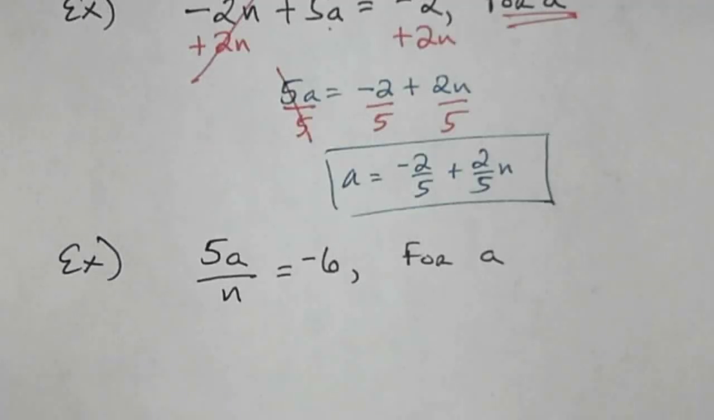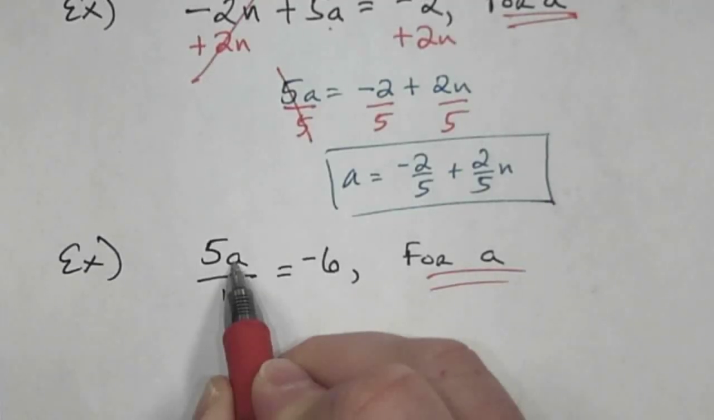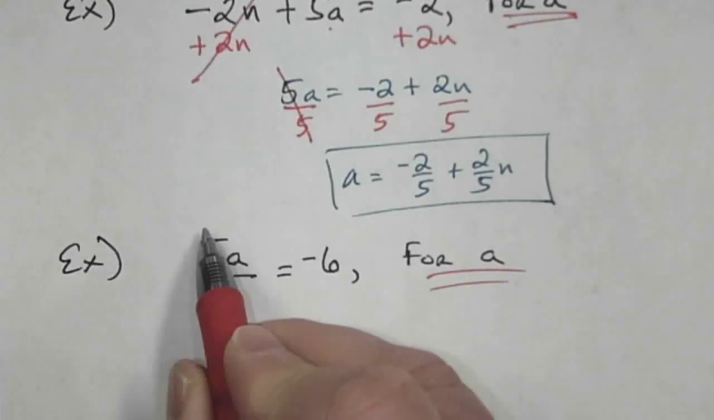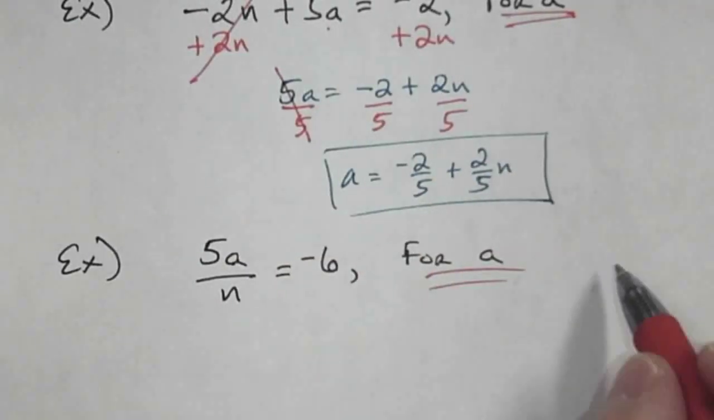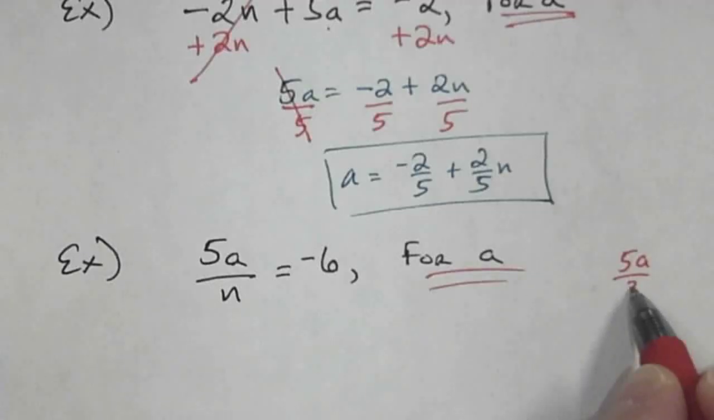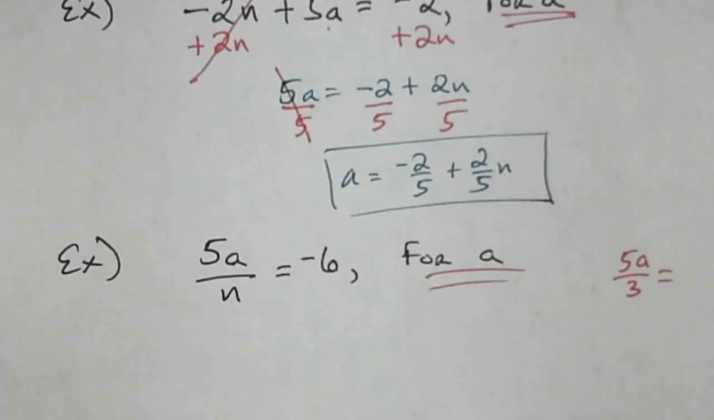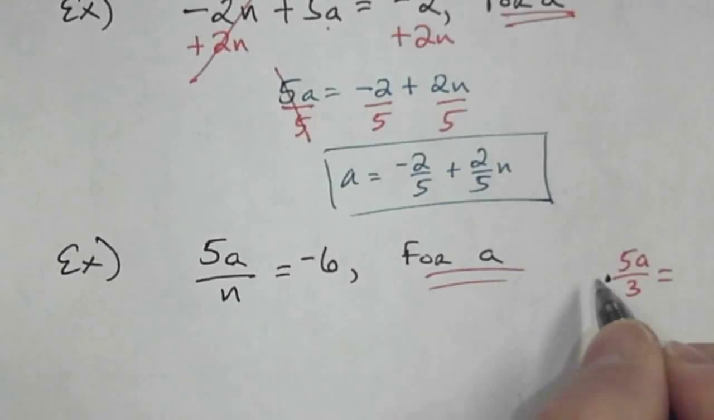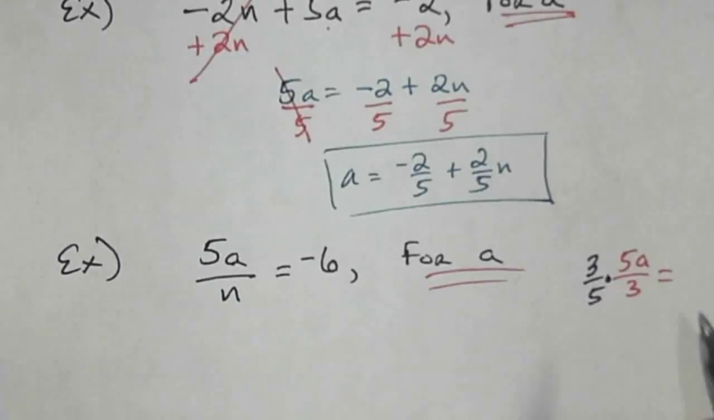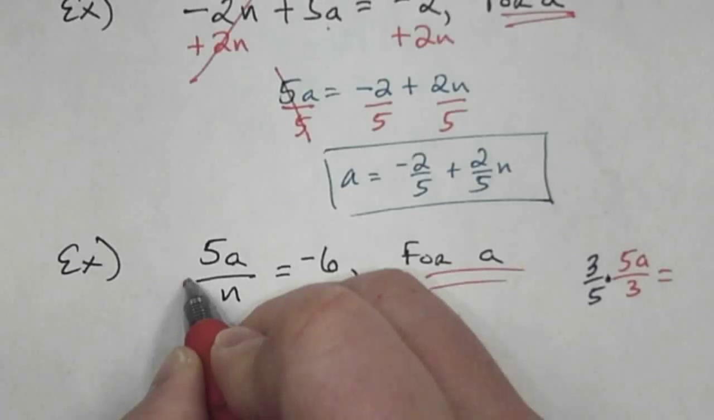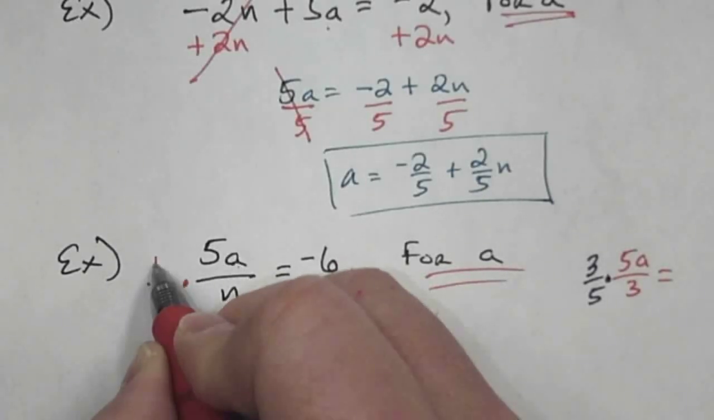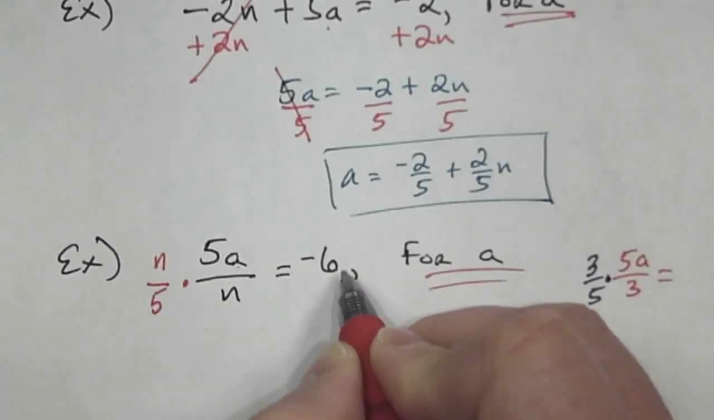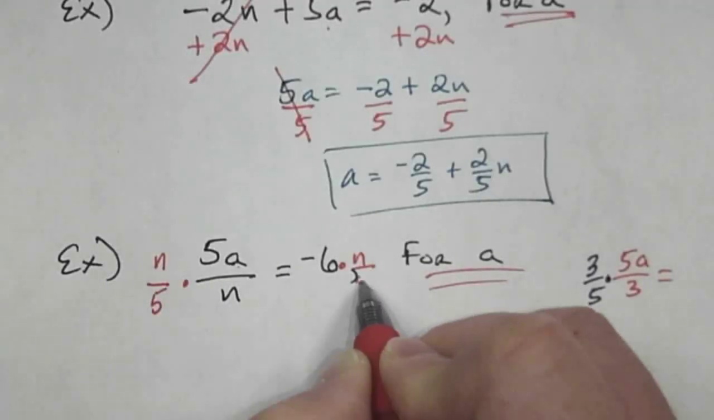Solve for a again. So here's a. Now I've got a couple of things here, but this is very similar to the idea of writing 5a over 3, in which case when we solved that one, we multiplied both sides by the reciprocal. So that's what I'm going to do. I'm going to multiply by the reciprocal of this, trying to get a. So that means I want an n and a 5. I'm going to multiply n and a 5.